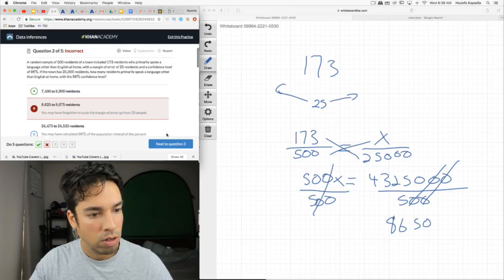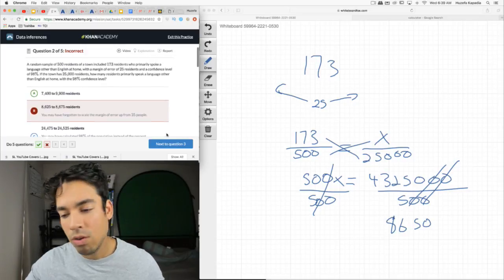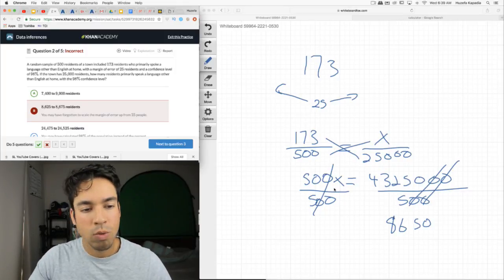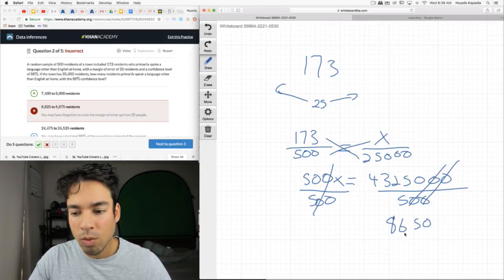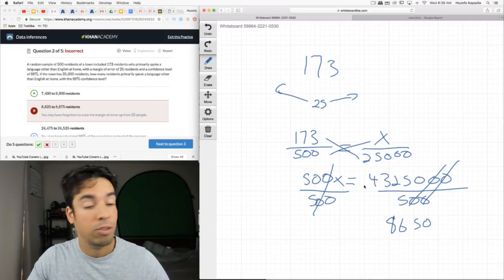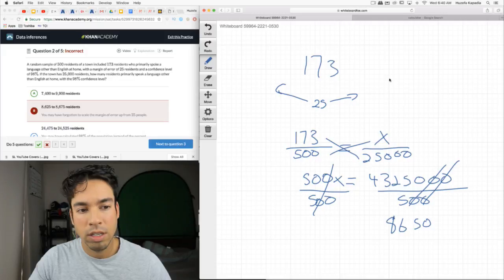Oh. What happened? Oh no! I forgot to scale up the margin of error. Shoot. Alright, so what I missed was that 25 residence. You have to scale that up too. Total mistake. So the 25, right? You could say a margin of error.